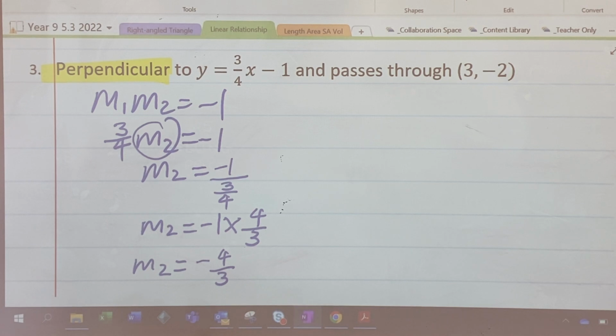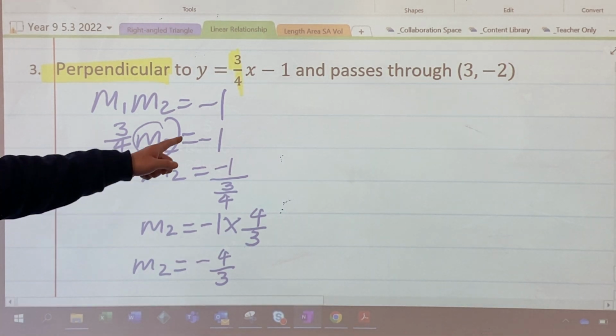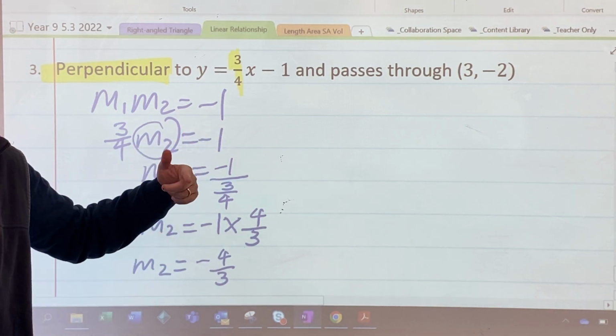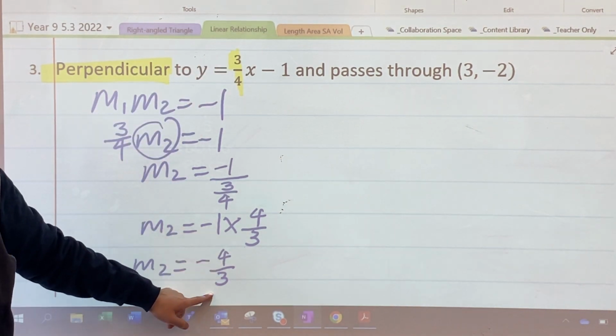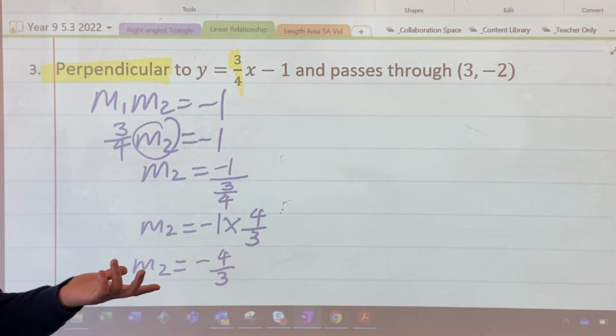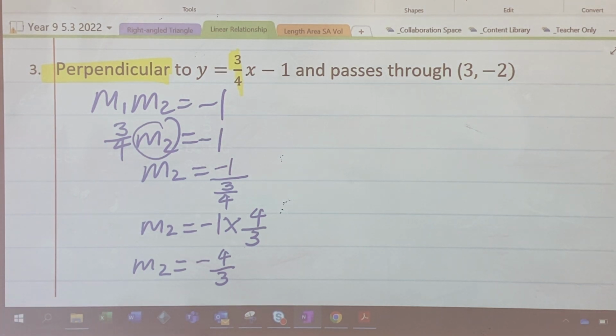As we become more familiar with this, you do not have to write down the full working out. What's the quick trick? Have a look. Originally the gradient is positive. In order to produce negative 1, my new gradient has to be negative. Then all I have done is flip it. 3/4 becomes 4/3, and positive becomes negative. Done. Am I making sense? All good? If not, I'll come to help you out. Most people okay? Good.